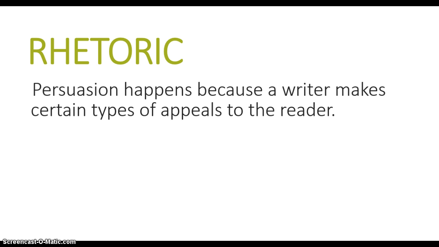Persuasion happens because a writer makes certain types of appeal to the reader. If you can't appeal to your reader in some way, they're not going to be persuaded to do something that you want them to do, to agree with your point of view, or even just to like what you wrote. So let's look at what kind of appeals we're talking about.